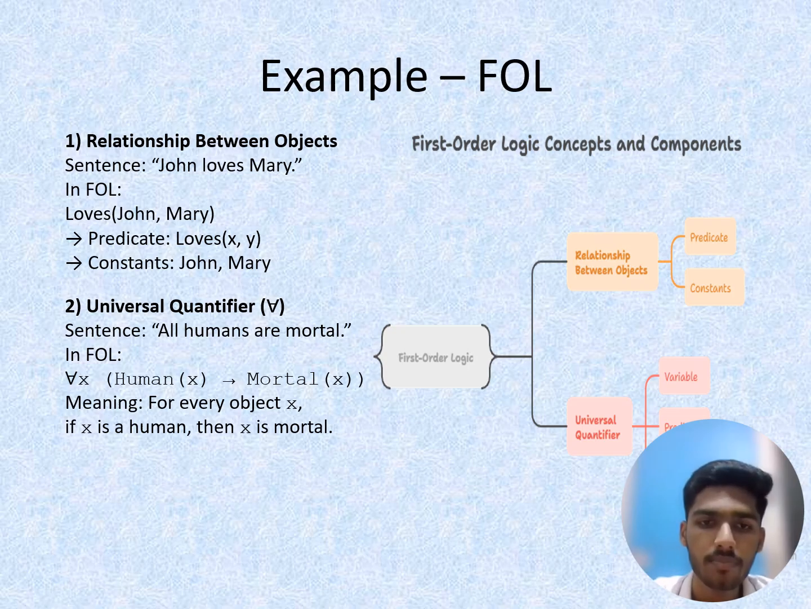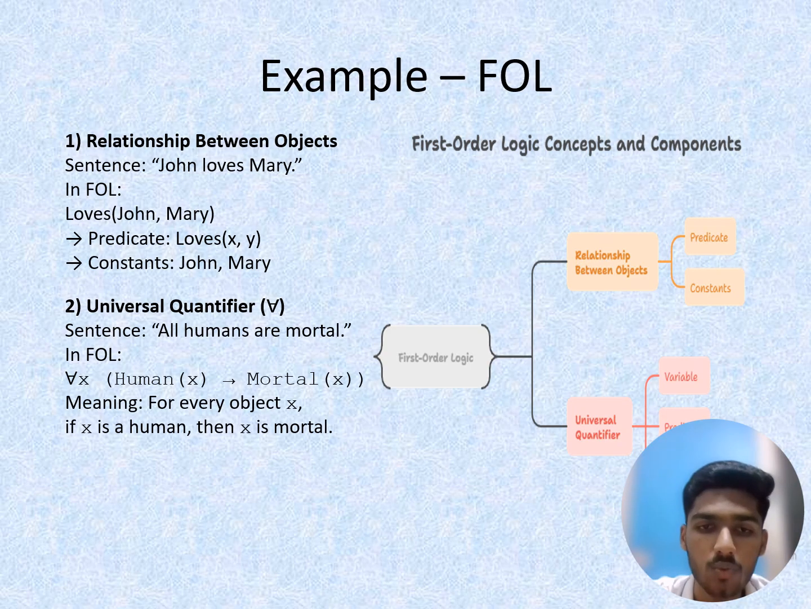FOL mind map. Let's make that concrete with an example. Look at sentence 1. John loves Mary. In FOL, we write this as loves(John, Mary). Loves is the predicate, the relation, and John and Mary are the constants, the objects. It's clean and structured, but the real power of FOL comes from combining variables with quantifiers.